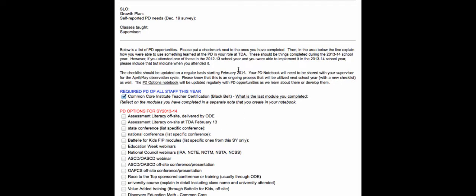Every teacher will have a professional development notebook for school year 2013-14. Within that notebook, you will find this checklist with your individual information. So it will contain your SLO area, your growth plan area, and whatever you reported on the December 19th survey after the staff meeting about professional development that interested you.